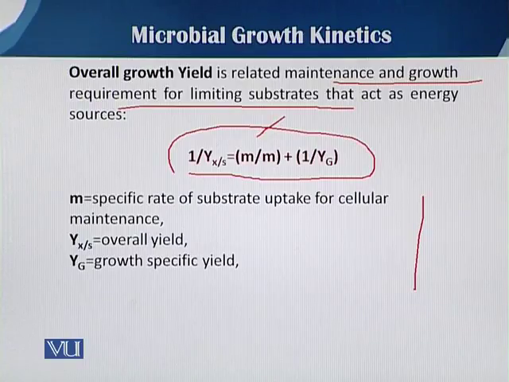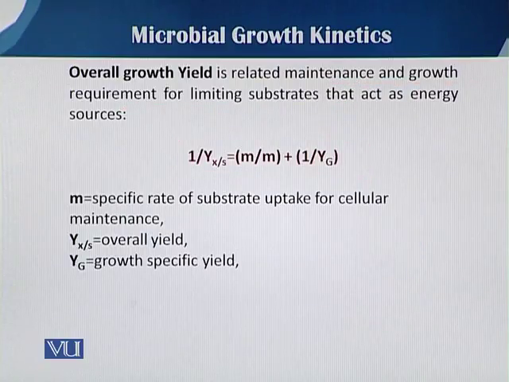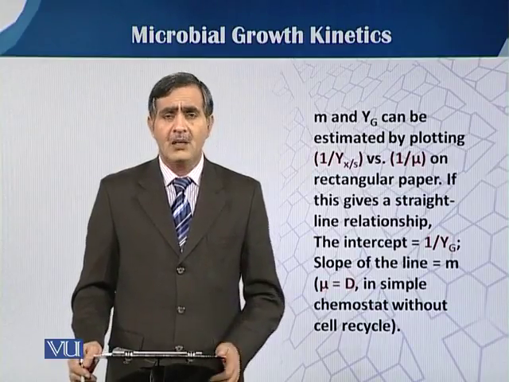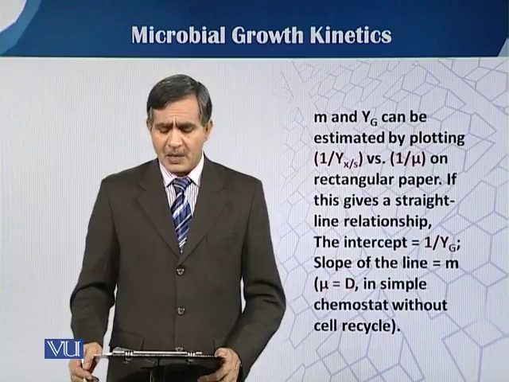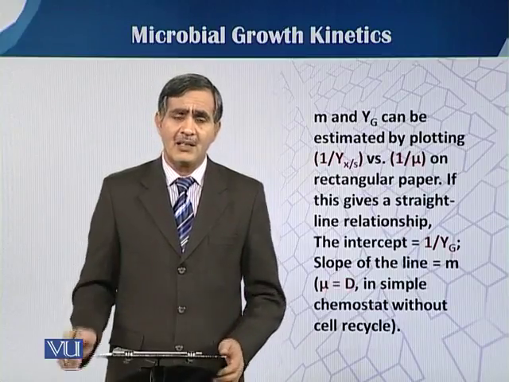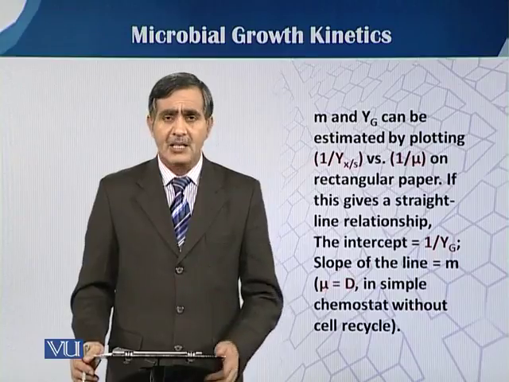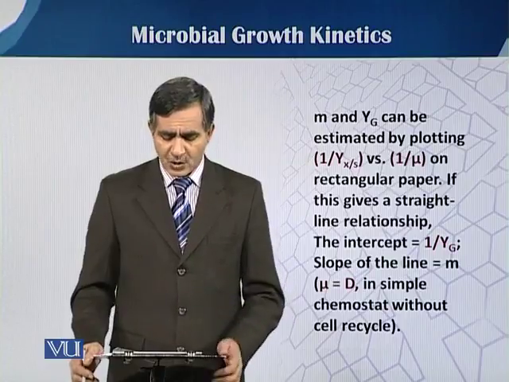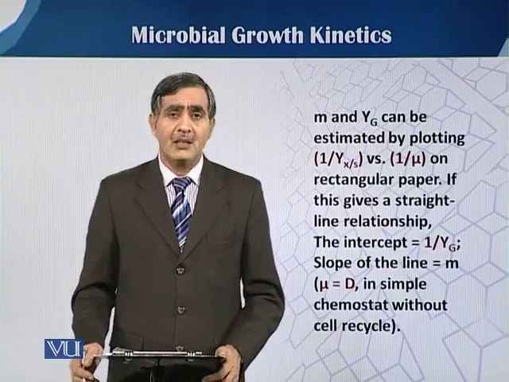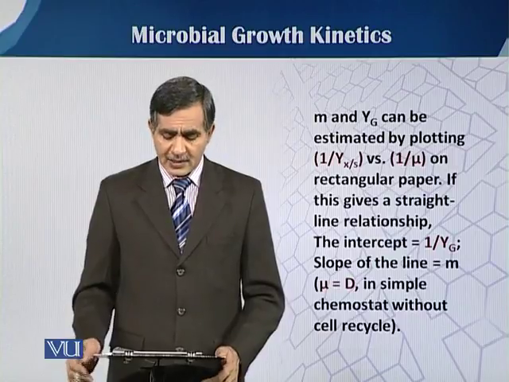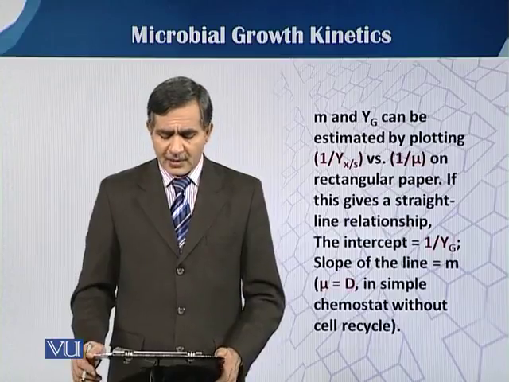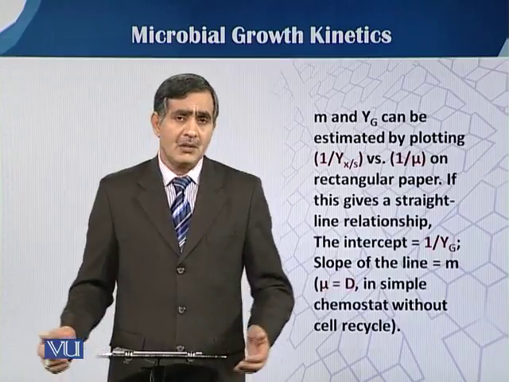In this equation, M and YE can be estimated by plotting a graph between 1 over yield coefficient and 1 over specific growth rate. When there is a straight line, the intercept is equal to 1 over the yield coefficient, and from the slope we can get the maintenance coefficient, M. So by using this equation, we can determine it in a simple way without the cell cycle.